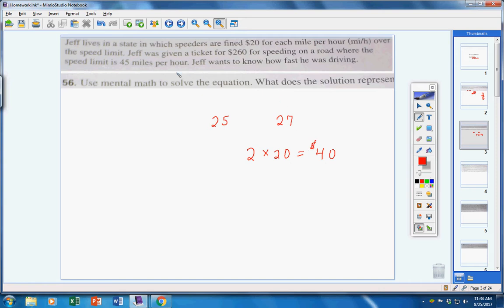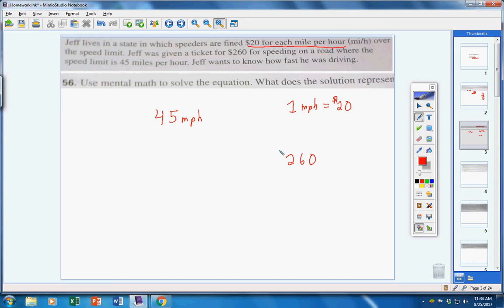Okay. Jeff was given a ticket for $260 for speeding on a road where the speed limit is 45 miles an hour. He wants to know how fast he was driving. Okay, now think about that. Here's the speed limit he should have been going. He was going over it. He was fined $260. Now think about it. 1 mile per hour equals how much money? Do you remember? It's right up here. $20 for each mile per hour.